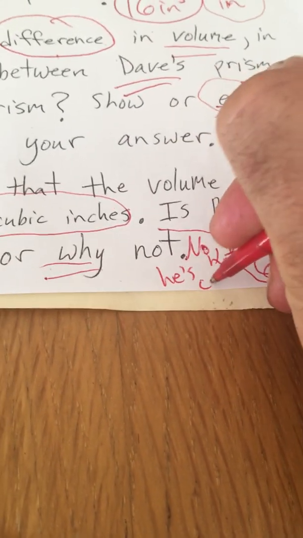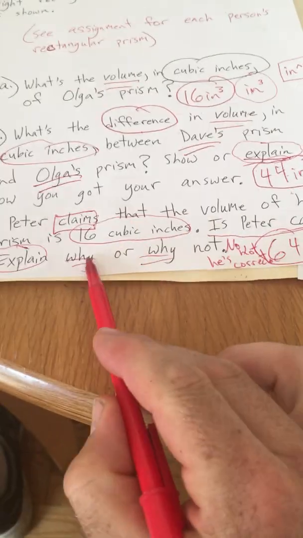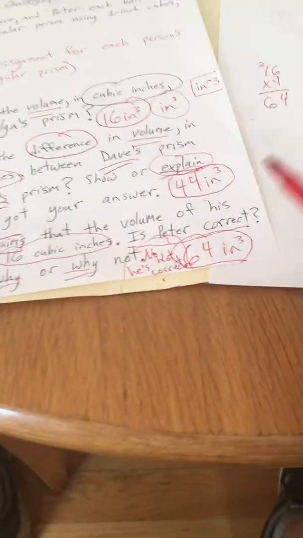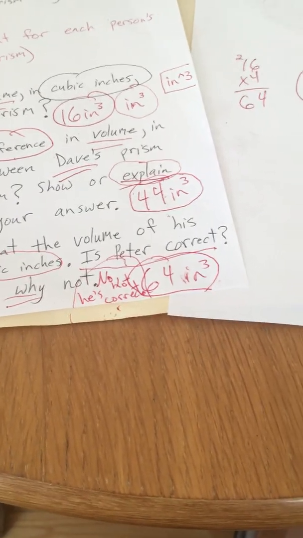And I want to read what you wrote about why he is not correct, because you have to explain why or why not. So it's very important to answer the question. Is he correct? No, he is not correct. And then you got to explain why his answer of 16 was incorrect and why the correct answer actually is 64 cubic inches.